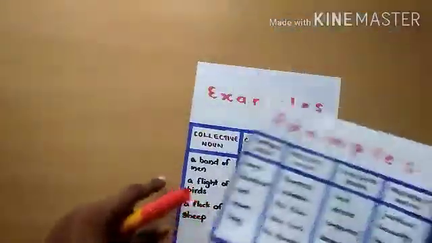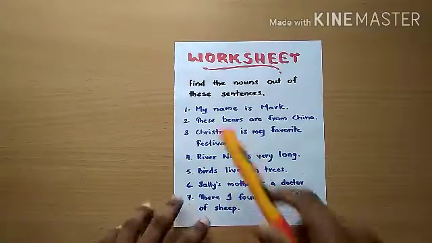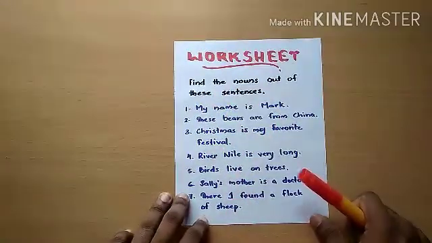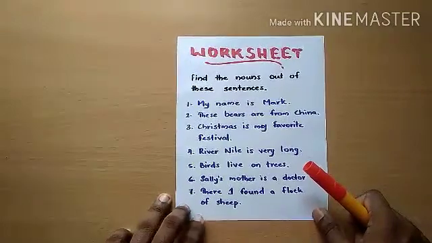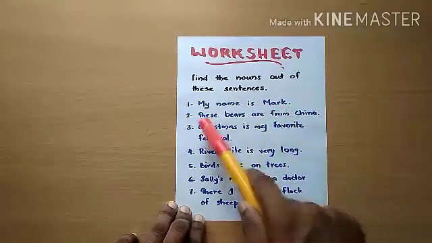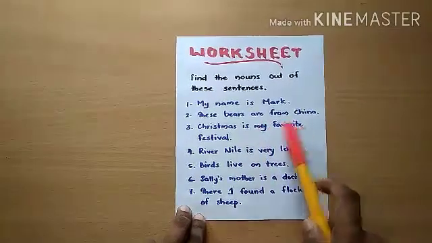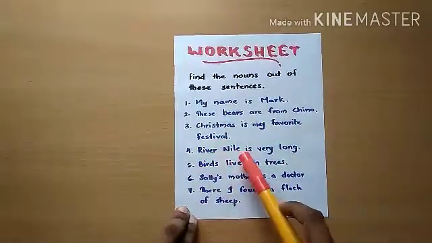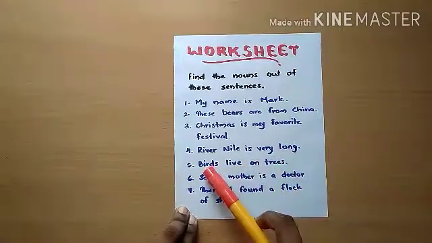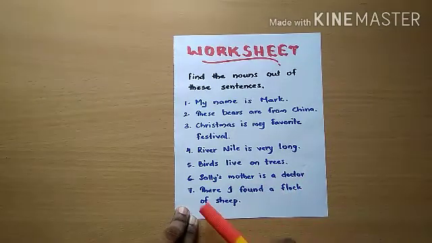Now what we will do is go to a bit of worksheet. What you have to do is find the nouns in these sentences. It's very simple, you will be able to understand it. Okay, I'll just read out the questions for you. My name is Mark. These bears are from China. Christmas is my favorite festival. River Nile is very long. Birds live on trees. Sally's mother is a doctor. There I found a flock of sheep.